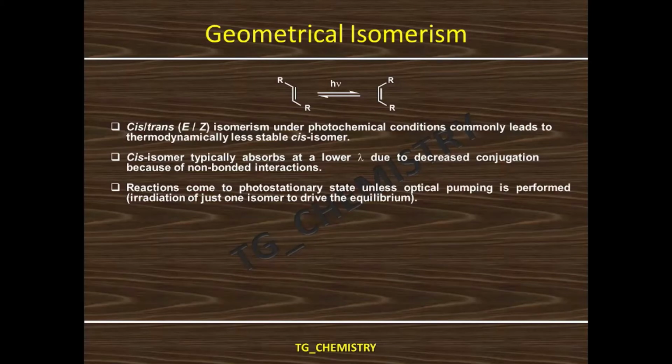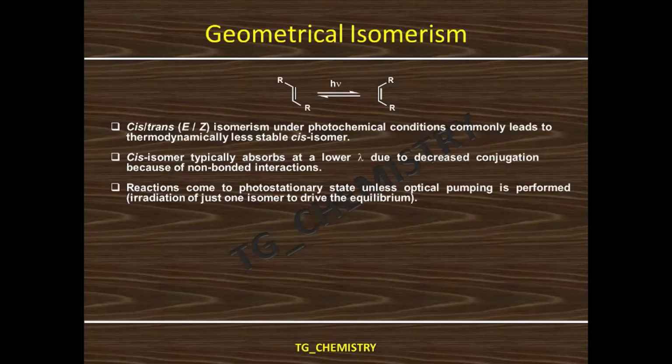and is in equilibrium with that one. Now, cis-trans, or we can name it E/Z, isomerism under photochemical conditions commonly leads to the thermodynamically less stable cis isomer, and this cis isomer typically absorbs at a lower wavelength value due to decreased conjugation because of non-bonded interactions. Now, the third point is that the reactions come to a photostationary state unless optical pumping is performed, which is the irradiation of just one isomer to drive the equilibrium.